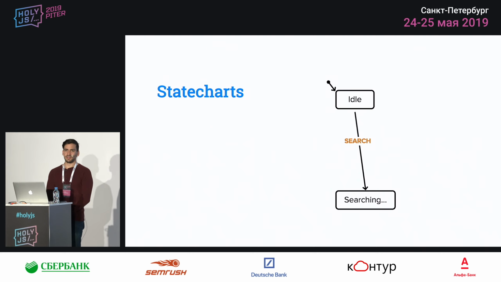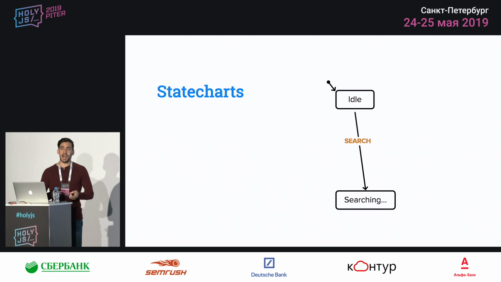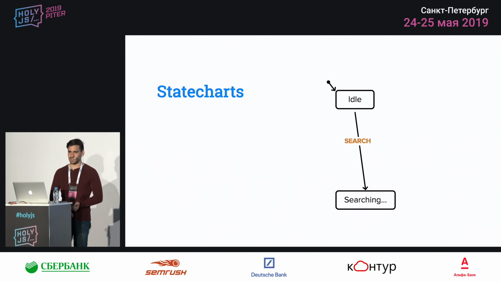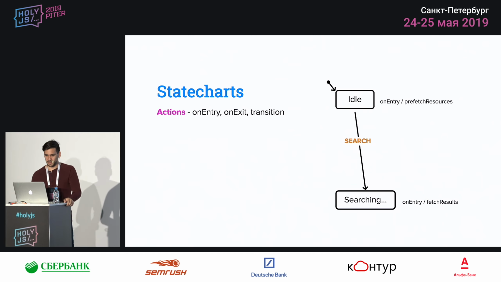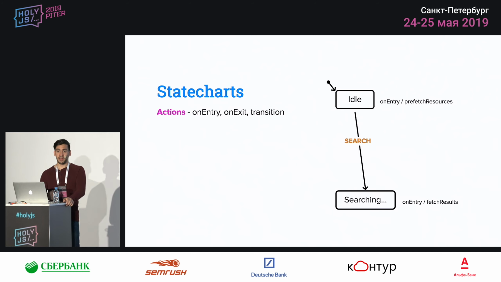So David Harel made this statecharts formalism, which he also called hierarchical finite state machines. And these give you a lot of nice benefits over state machines that make it easier to manage states. So for instance, we have actions. You could think of actions as side effects because that's exactly what they are. But instead of side effects just happening anywhere, we have three possible places where side effects can happen.